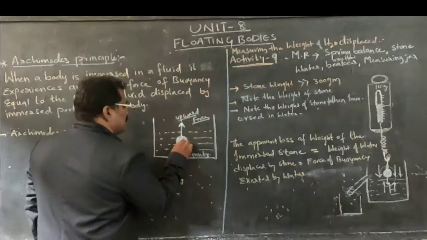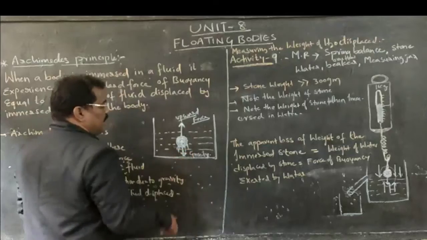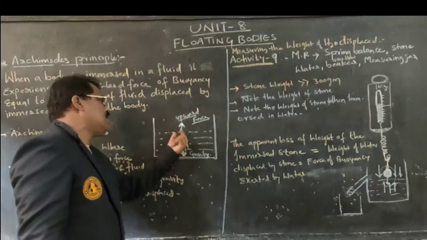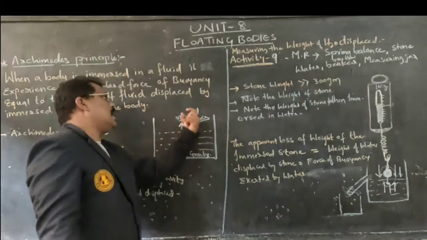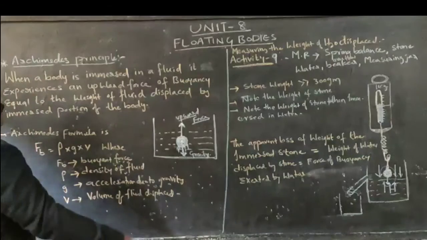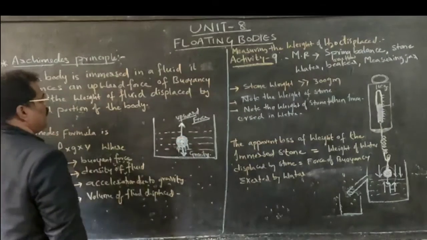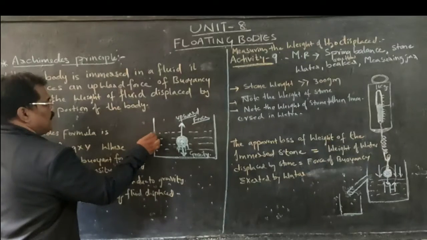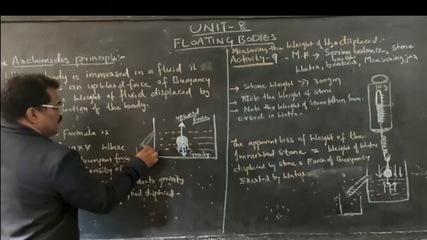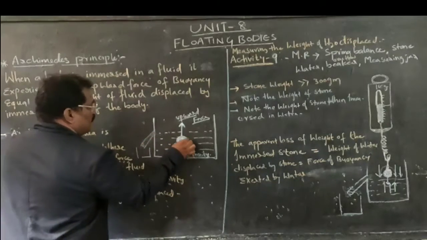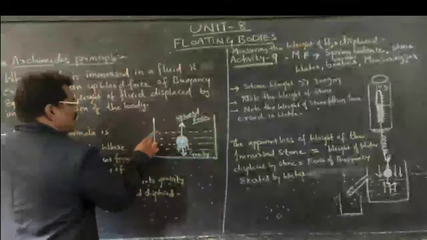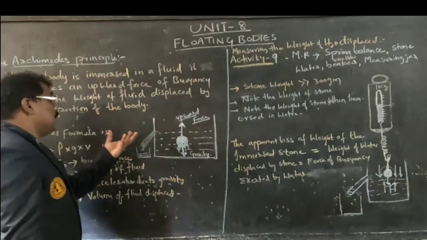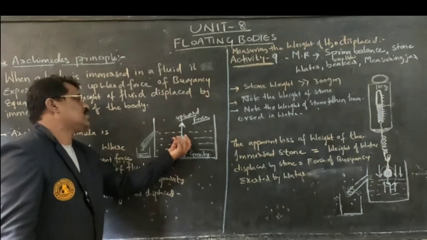Simultaneously, from the center of this object, the gravitational pull of the object acts in the downward direction. One force acts downward, another force acts upward. When this body is immersed in the liquid, some portion of water will be displaced outside. If I take a measuring jar, depending upon the weight of the object, water will be collected in it. The water is displaced depending upon the immersed portion of the object.